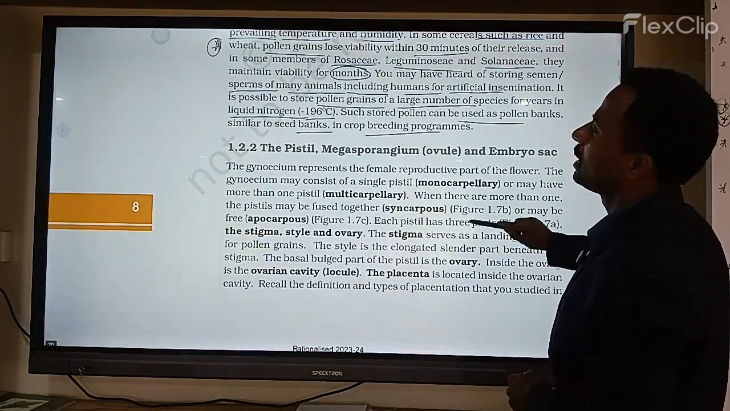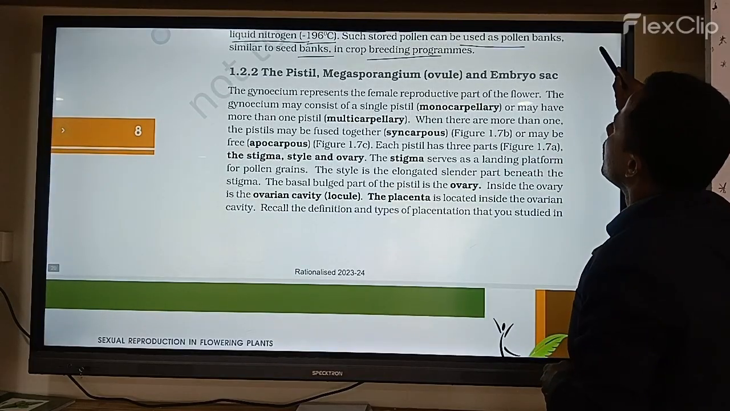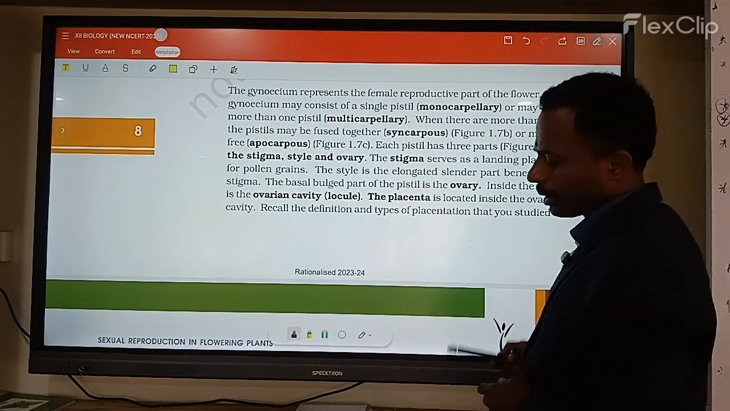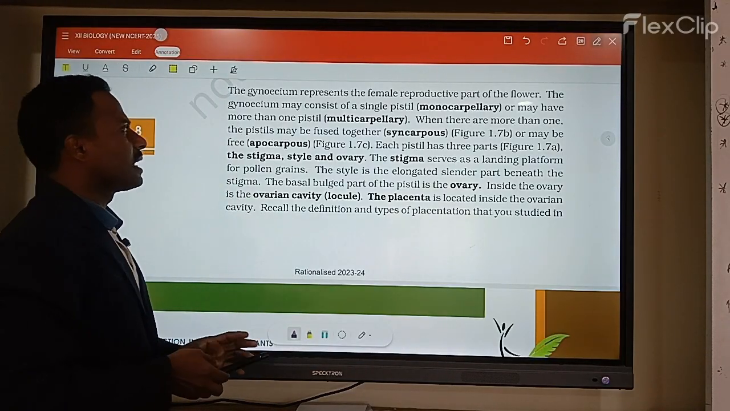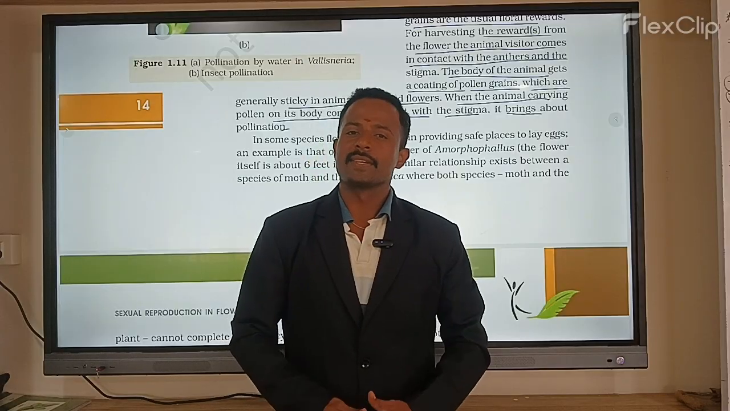So this is the male androecium and the formation of pollen grains. Let us discuss the remaining in the next class.